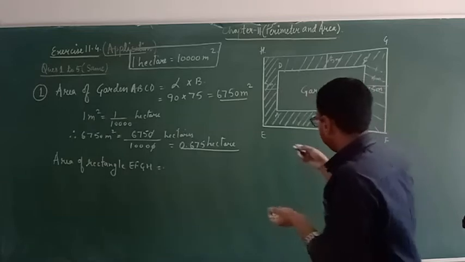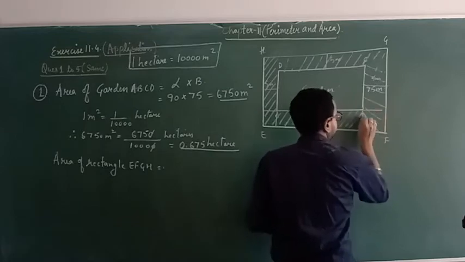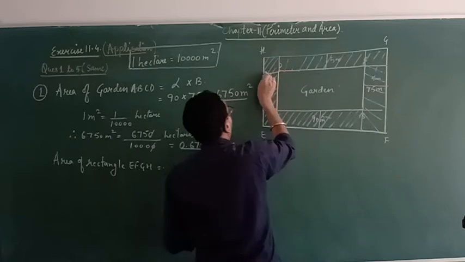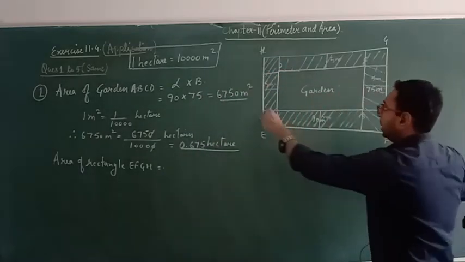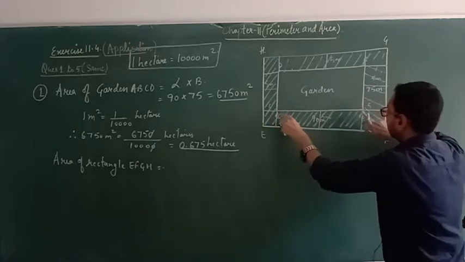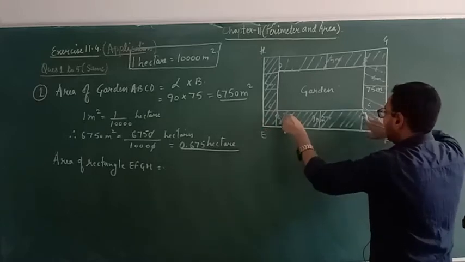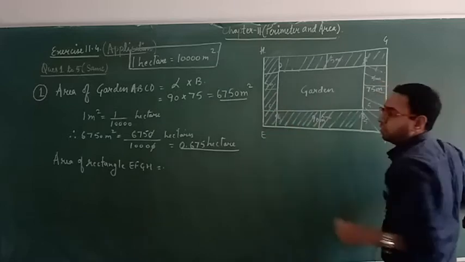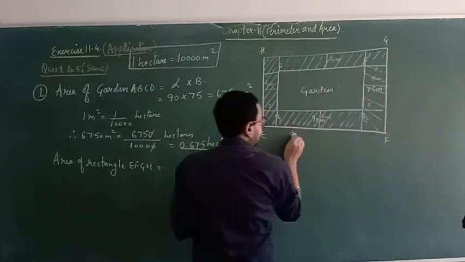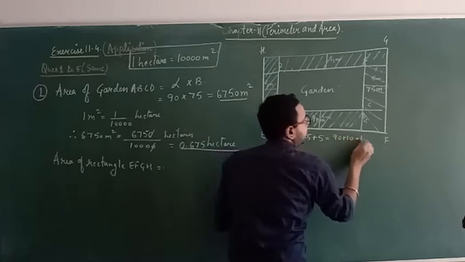Let's see what I am doing. This is what width means. Width is 5 everywhere. Now understand, this is also 5, this is also 5, this is also 5, this is also 5. This is 90. If I am talking about the EF side, this is 90. Extra 5 here will be added. So what will be the complete length of EF? That will be 90 plus 5 plus 5, that is 90 plus 10, that is 100 meter.